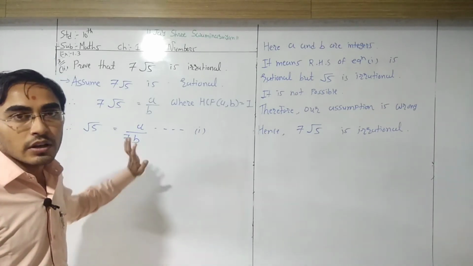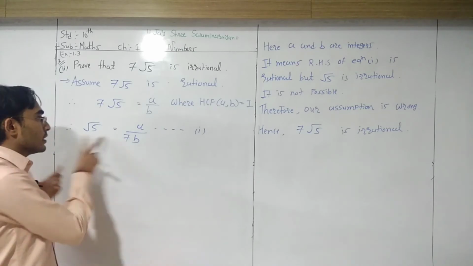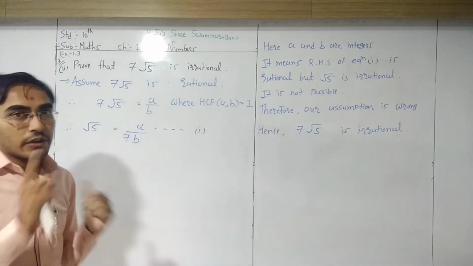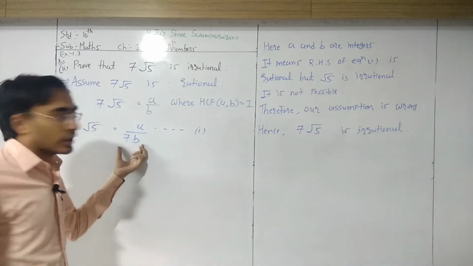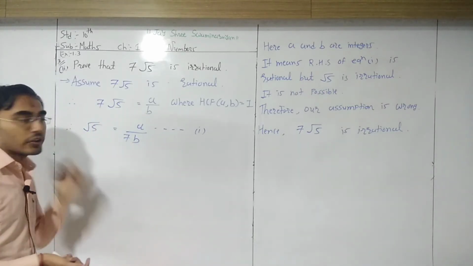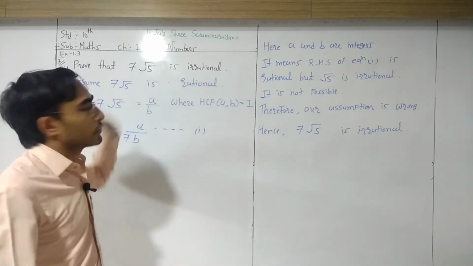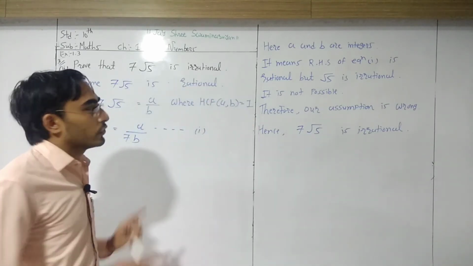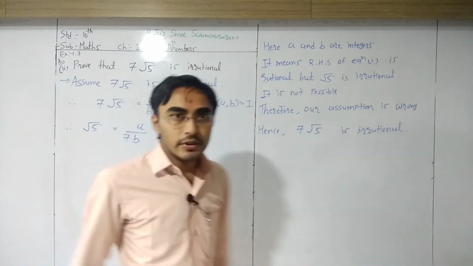Here is equation number 1. Our right hand side is rational, but on the left hand side we have under root 5, which we already know is an irrational number. So the right hand side is a rational number and the left hand side is an irrational number. This is not possible. That means our assumption is wrong, and it means that 7 under root 5 is an irrational number.